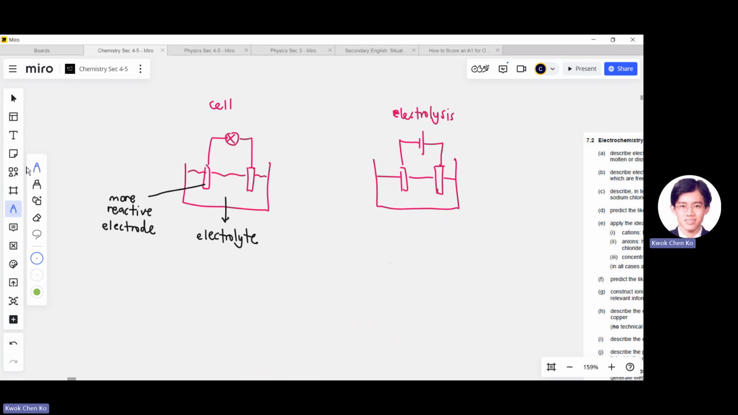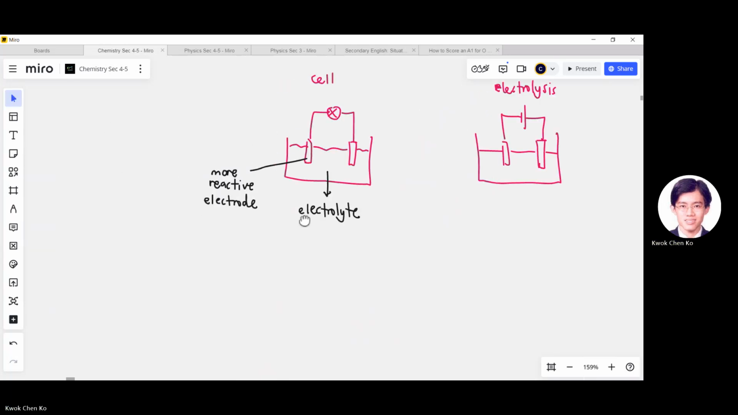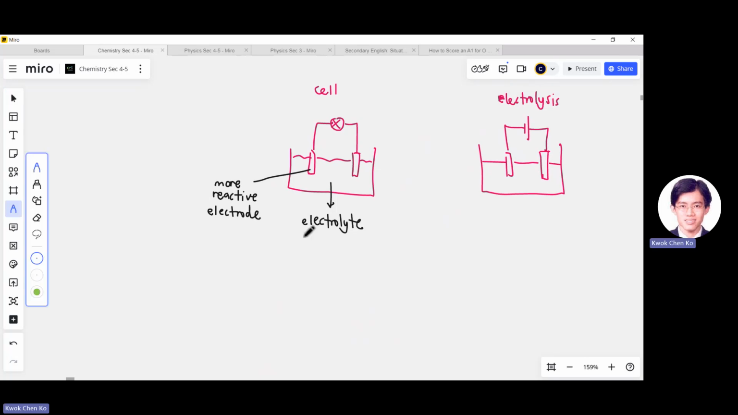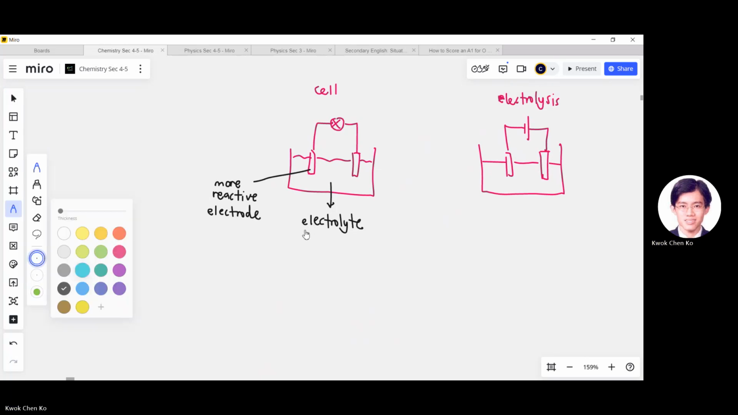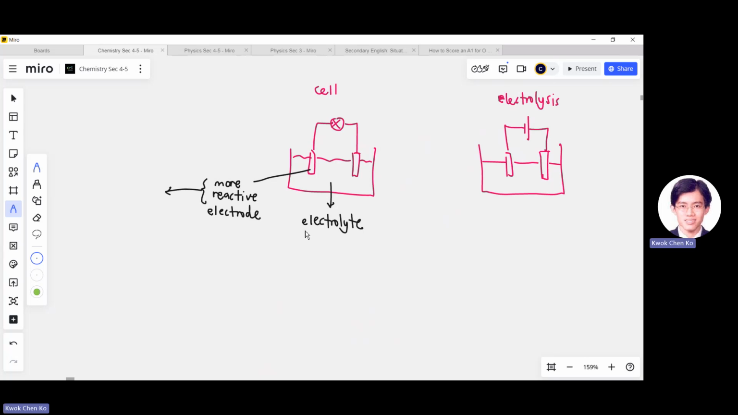What do you understand by more reactive? More reactive means what, actually? Okay, you may want to write this down somewhere. Now, of course, there are various definitions, but more reactive means that the element, for O levels they normally deal with elements, likes to become ions.